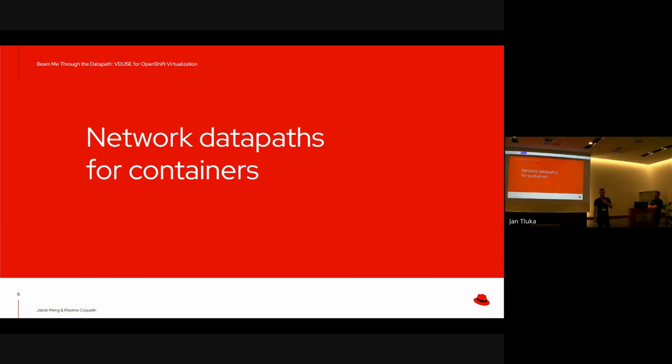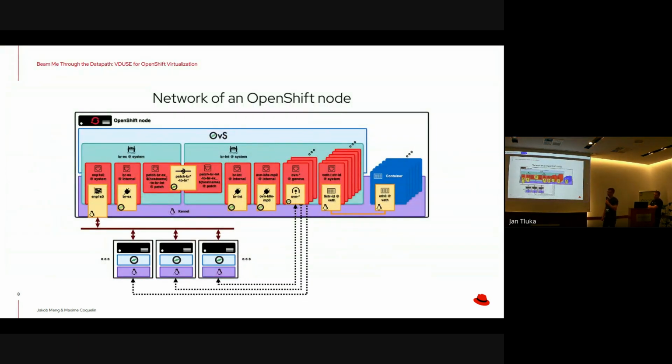Okay, so now a quick recap of what we presented last year. This is the network of an OpenShift node. You have BR-EX on the left side, an OVS bridge, and then the OVN integration bridge. By default, you use your kernel driver to talk to the NIC. Then you have a patch port to connect both bridges. And the OVN integration bridge has a couple of ports, but most importantly here, you have vETH device pairs to provide eth0 in the containers.